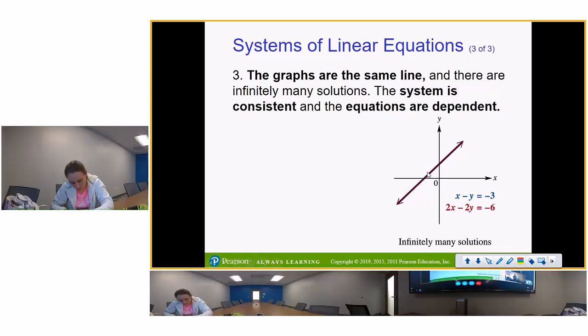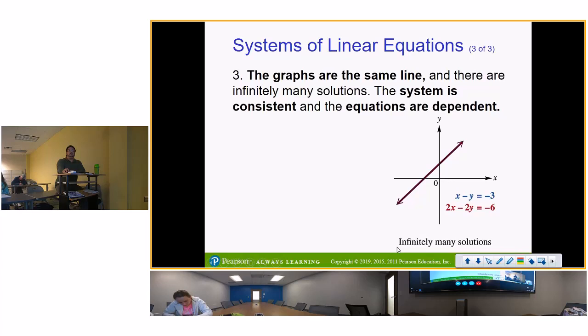You can say all real numbers. You can say infinitely many solutions. So if I plug in 0 for x and 4 for y, they're going to work in both. If I plug in -3 and 0, I'm going to get the same answer, the true statement. So it doesn't matter what number you plug in. It's going to work.